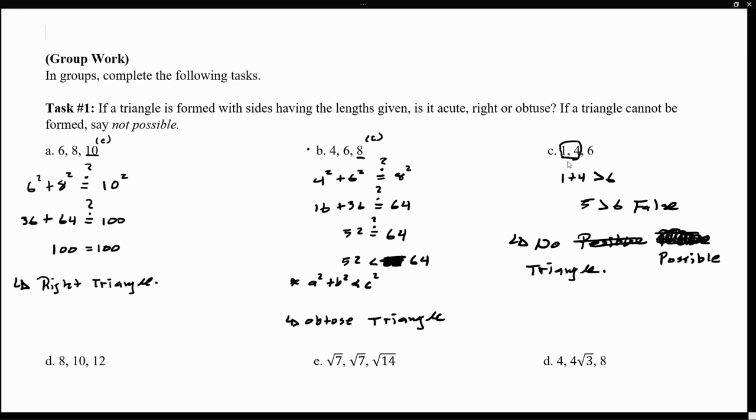So notice that we just showed that we cannot even create a triangle given the sides that we have here, because if I add two of the sides, it's not greater than the third. So therefore, I cannot create a triangle at all. Hopefully this was helpful, and I'll see you next lesson.